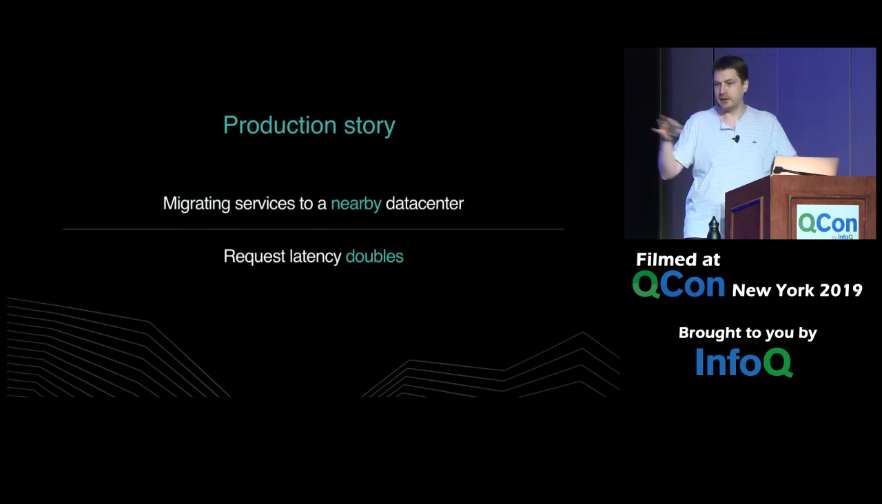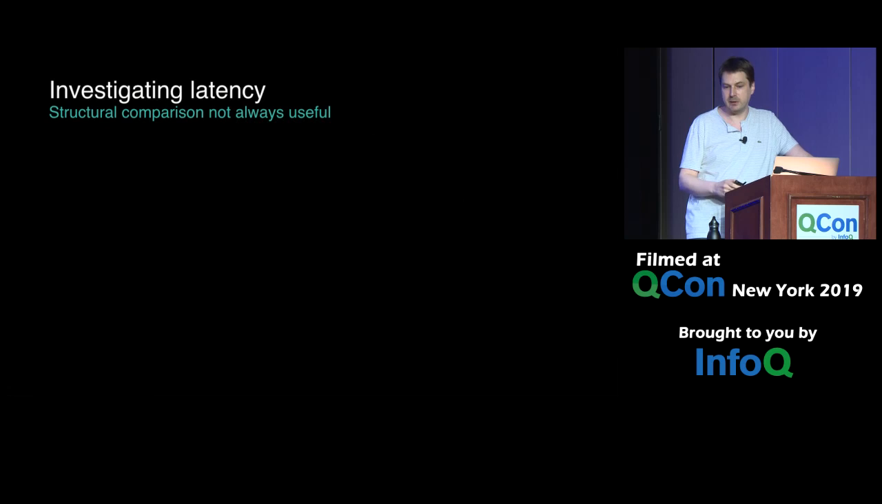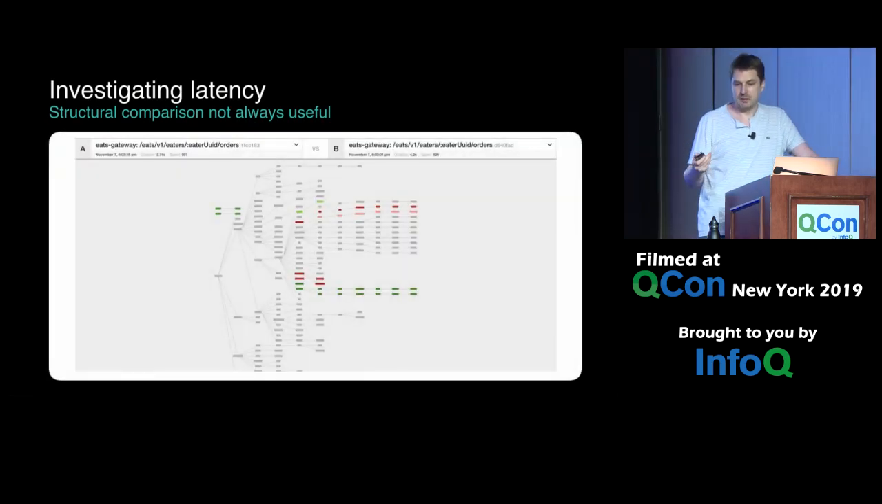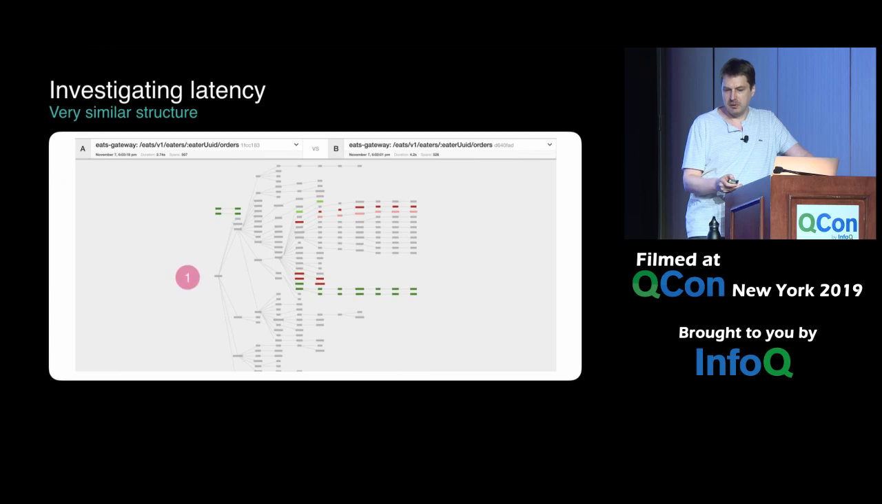So when we migrated a whole bunch of services to the second data center, we were expecting latency to not be affected much. Within a second, that's fine. But instead, we saw that the latency almost doubled, and we were trying to investigate why. We tried that difference tool I just showed before, and that was the outcome. It has a very similar structure, a lot of gray nodes, not a lot of changes, but then there are some sections.